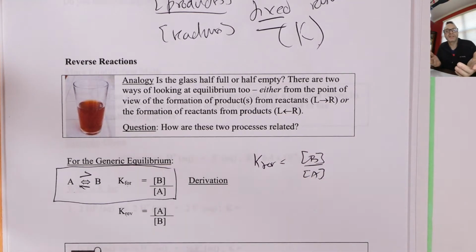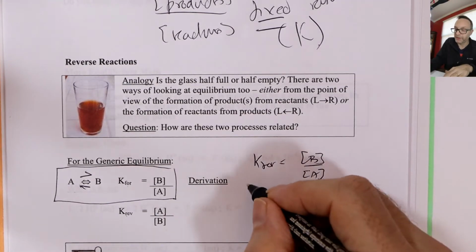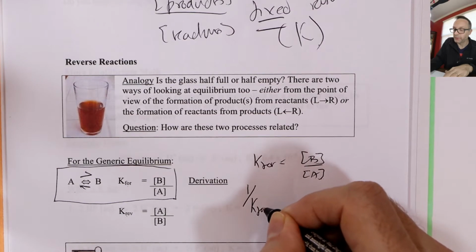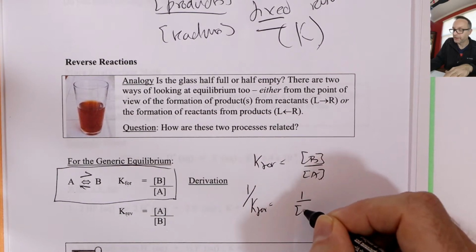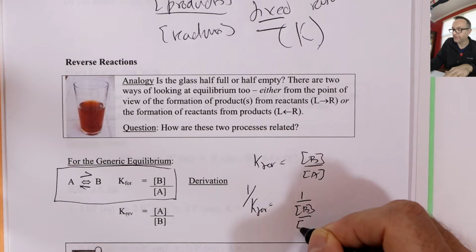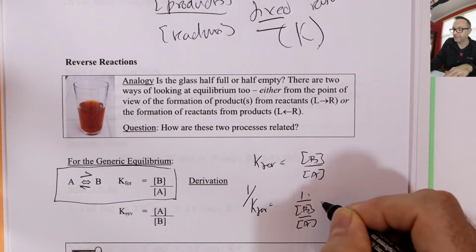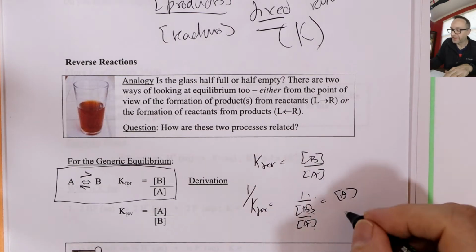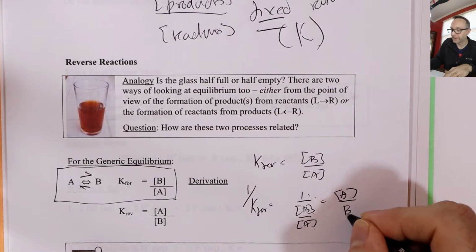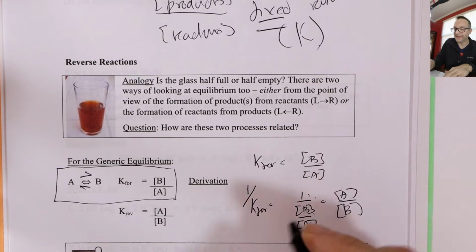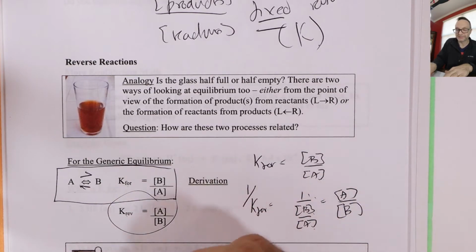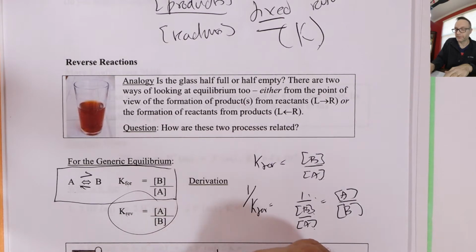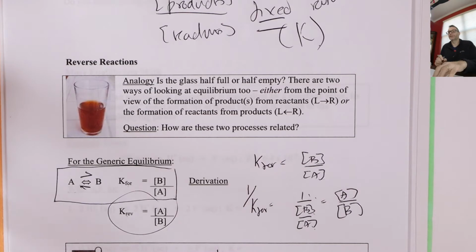Well, what's a simple function that does that? It's 1 over, isn't it? So 1 over K forward equals 1 over B over A. And it's a nice trick: 1 over something has been inverted twice, right? A over B. Ah, there it is. So K rev equals 1 over K forward. Okay, so there it is.